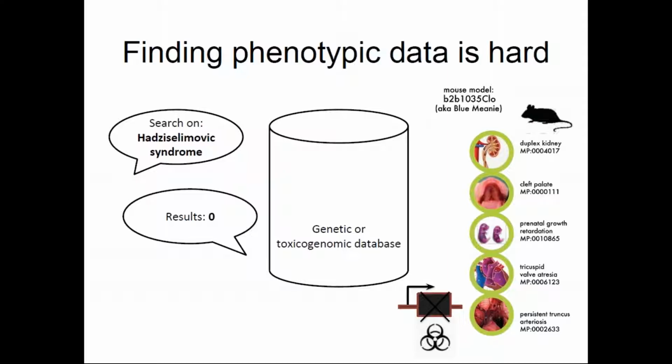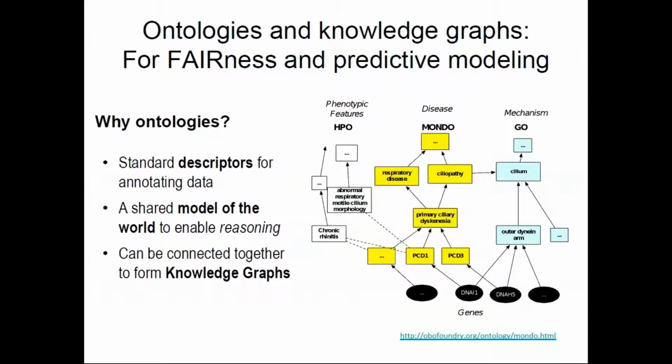But if you want to search a database, maybe one categorizing genetic mutations, or some kind of toxicogenomic database, and you want to search for a particular phenotype or disease of interest, like Hadzovic syndrome, that database may not have that precise string in it, or even a string that looks remotely like that. But it may have a description of a mutant mouse that has a constellation of phenotypic features that recapitulate some of the features of that disease. Just doing string-based searching will not get you any results. So one of the ways we improve findability, to go back to the FAIR principles, is to use ontologies.